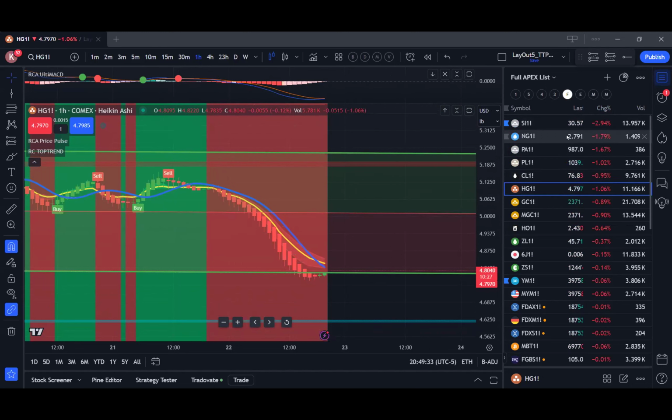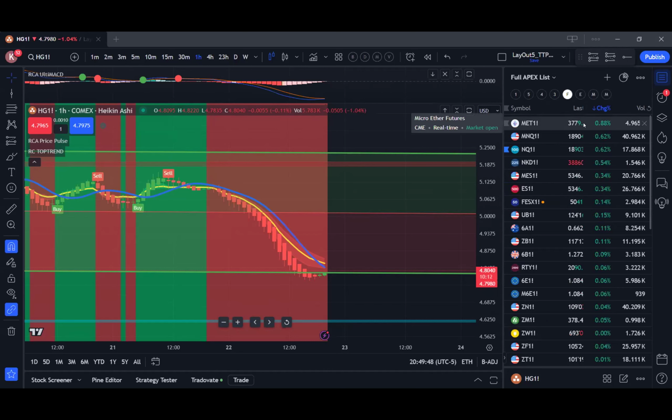Silver, natural gas, platinum, crude oil, copper, gold. These are the good candidates for short tonight. And then Ethereum is the only one which is looking bullish as of now.